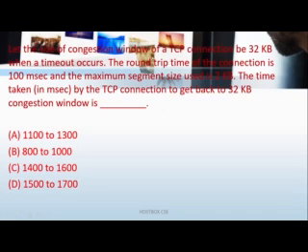Let the size of the congestion window of a TCP connection be 32 KB when a timeout occurs. The round trip time of the connection is 100 milliseconds, and the maximum segment size used is 2 KB. The time taken by the TCP connection to get back to a 32 KB congestion window is what? There will be 4 answers given, like 1100 to 1300, 800 to 1000, 1400 to 1600, and 1500 to 1700. There will be two cases. One is timeout occurring. Case number 2 is with the 3 ACK algorithm.